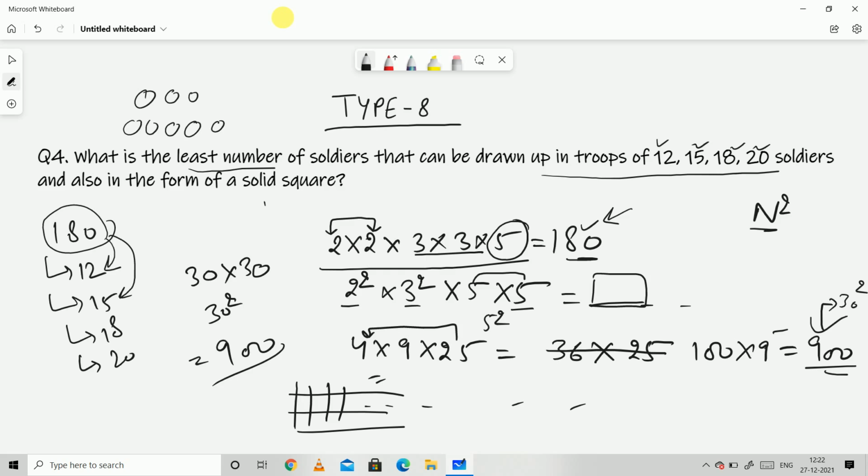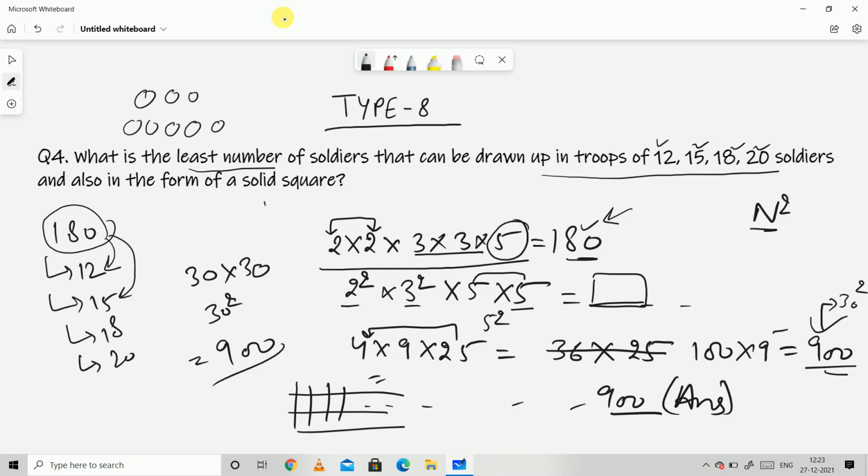So in such questions where they are talking about drawing something into groups of certain numbers, you need to find the LCM of those numbers. And if it is asking you to draw the resultant number into a solid square or something, then you need to make that LCM a perfect square. So here my answer is 900. 900 is a perfect square as well as it is divisible by these given numbers.